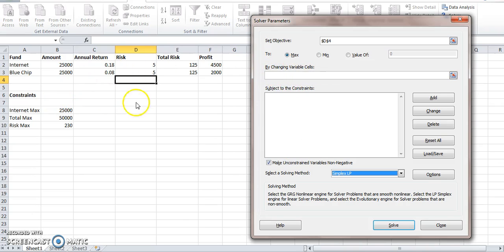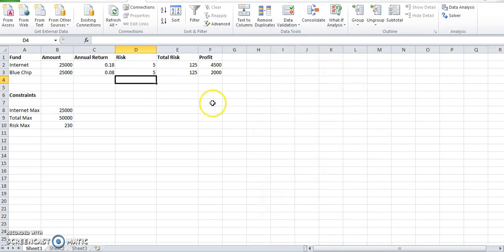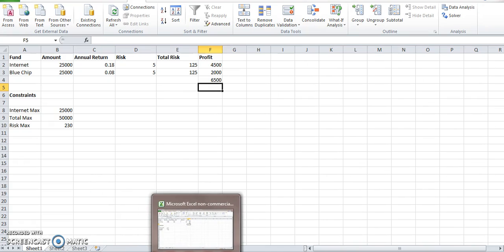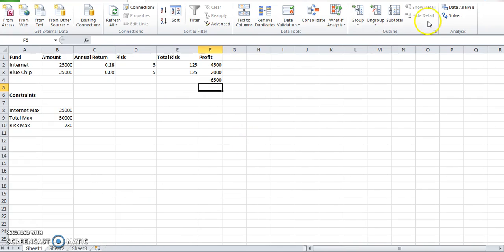So what do we want to do? We want to maximize... Oh, I forgot to include the total profit, so let's do that quickly. So the total profit is... and again, let me just do it because the amounts need to be fluctuated. So 0.18 times the amount here plus 0.08 times the amount here, we get that. Alright, so now we can go back to Solver.